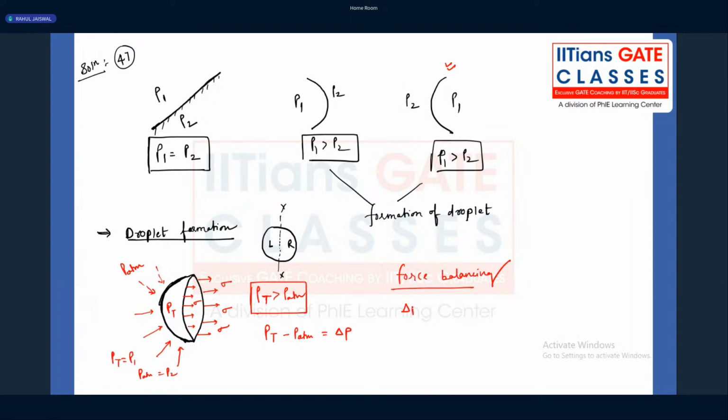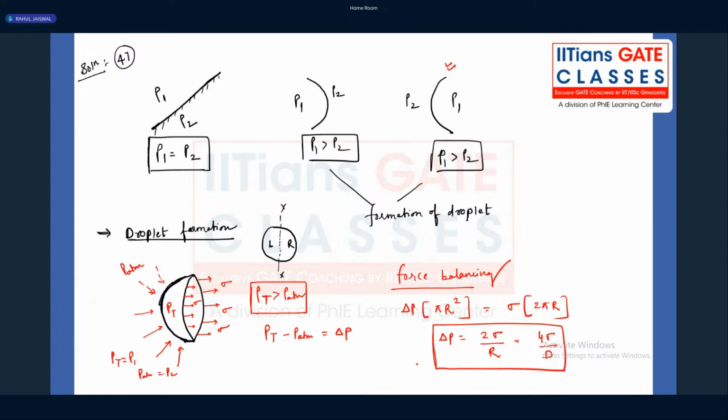what will I be getting? Delta P multiplied with the projected area. What is the projected area? Pi r square, because it looks like a circle when you project it, where r is the radius of this particular droplet. That is equal to surface tension. Now surface tension will be acting along this perimeter. What is the perimeter? 2 pi r. So from here, what is the value of delta P? It's 2 sigma by r. In terms of diameter, what we can write? In terms of diameter, we can write 4 sigma by d, where d is nothing but the diameter of a droplet.